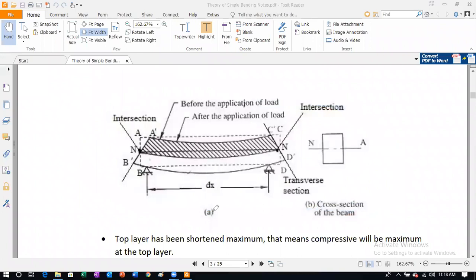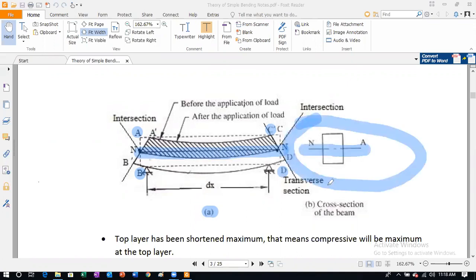So in the transverse section, that is diagram A, we have this beam A, B, C, and D, in which NN is the neutral axis of that section, right? And here is the cross section of this particular beam. Suppose this BD length is dx, a small length dx. We have supposed a small cross section of the transverse section of the beam. Clear?